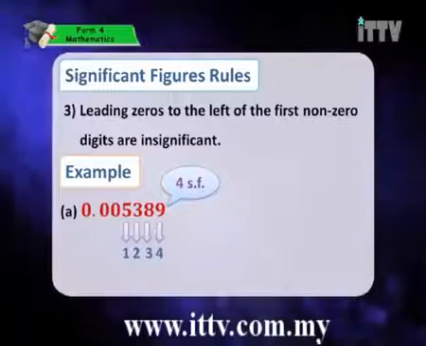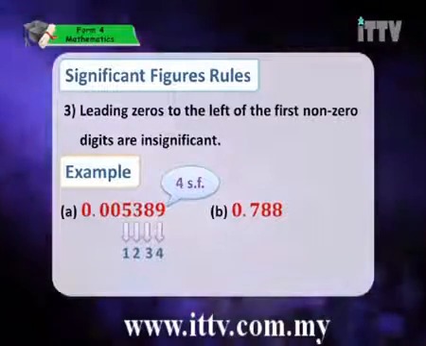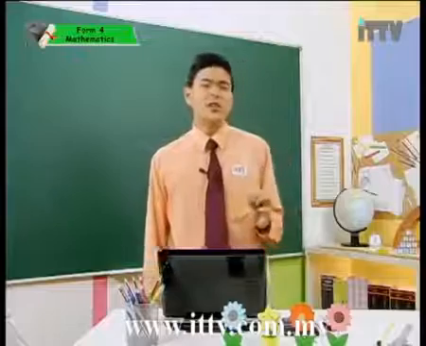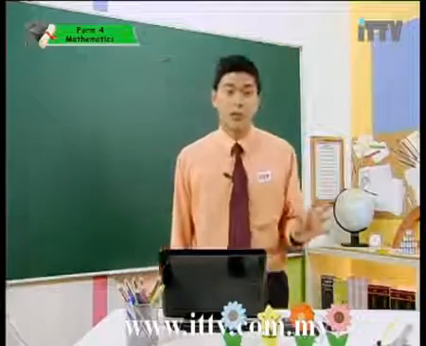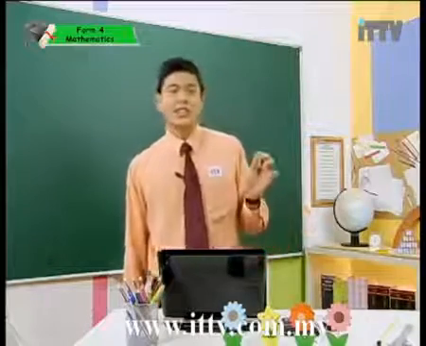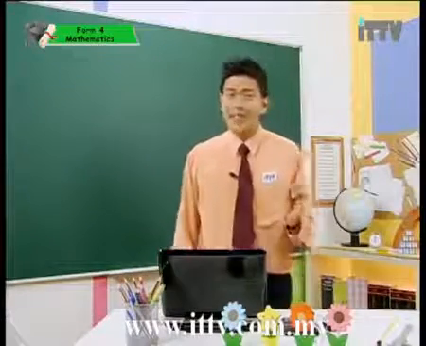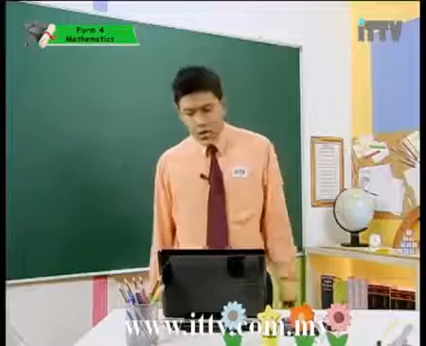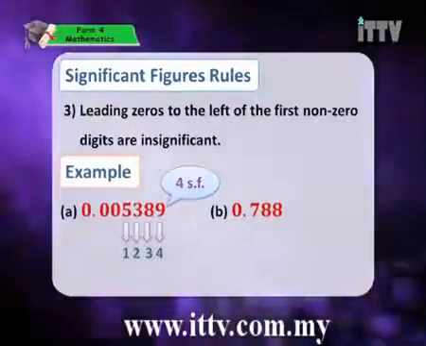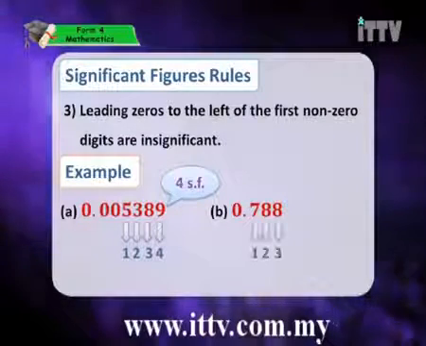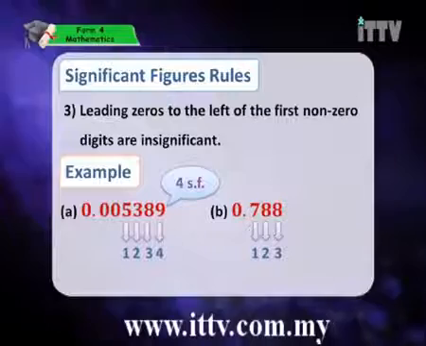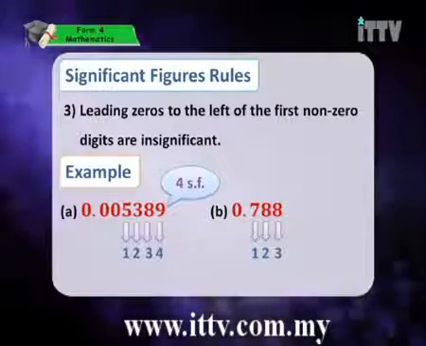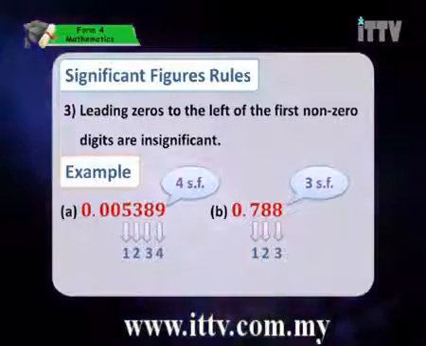Okay, one more example in B. 0.788. There is one leading zero in this number. And remember, a leading zero is always when the number starts with a 0, before it reaches a first non-zero digit. So that 0 is not a significant figure because of rule 3. So 0.788 will only have 3 significant figures, starting from 7, 8 and 8, which are 3 non-zero digits. But the whole number will have only 3 significant figures.